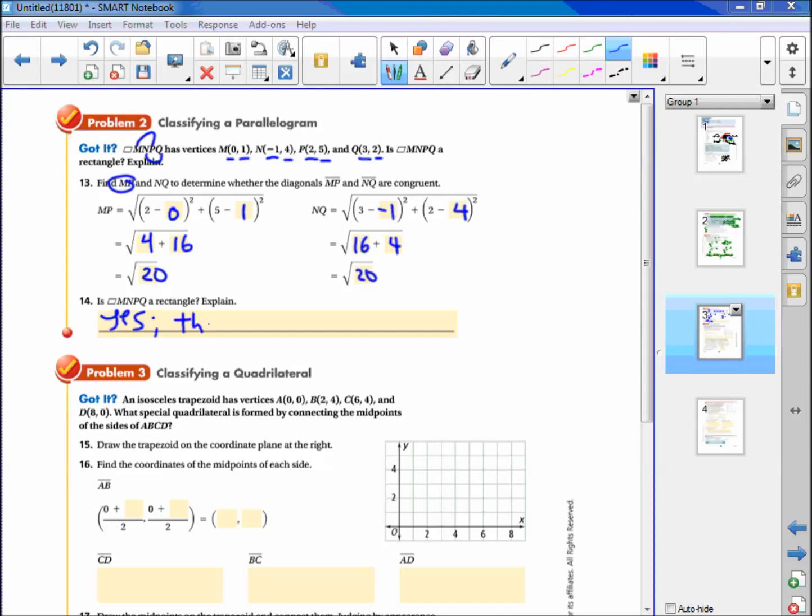This is a rectangle, so the parallelogram has congruent diagonals.